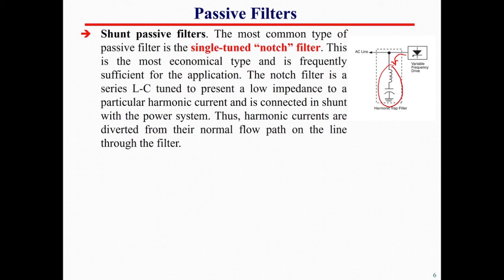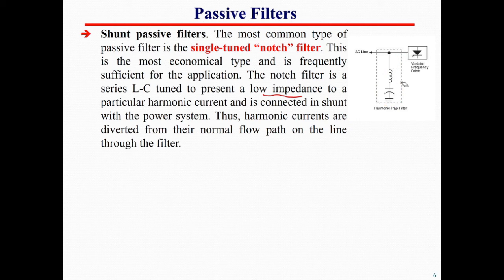And this is the most economical type, and it is frequently sufficient for the application. The notch filter is a series LC tuned to present a low impedance to a particular harmonic current and is connected in shunt with the power system. Therefore, the harmonic currents are diverted from their normal flow path on the line through the filter.